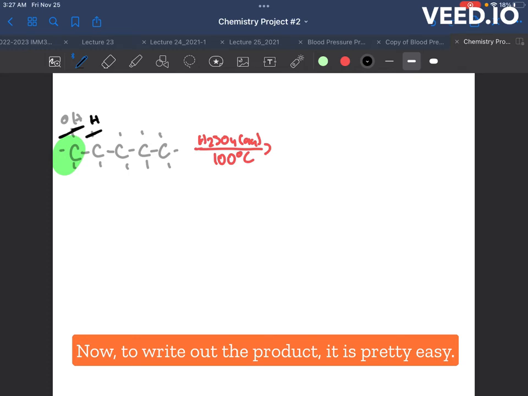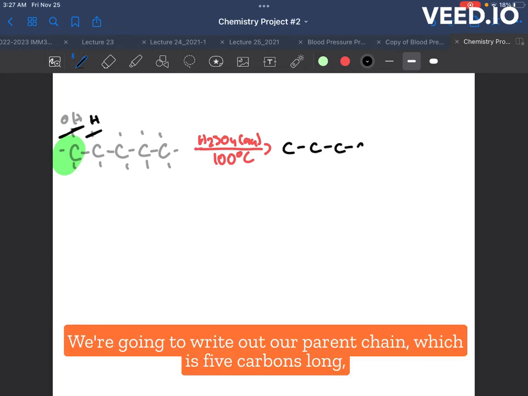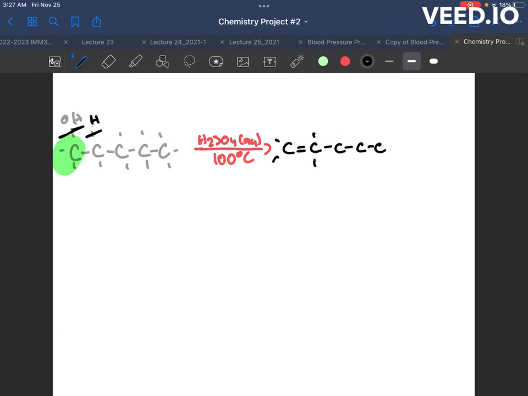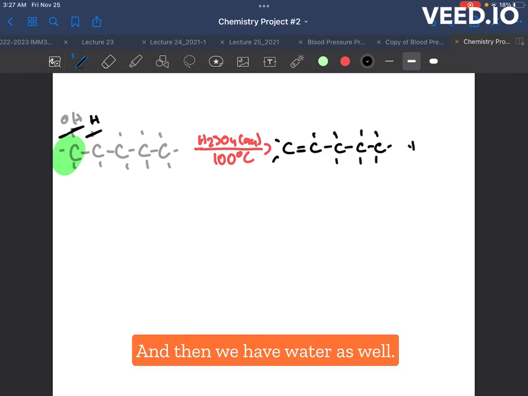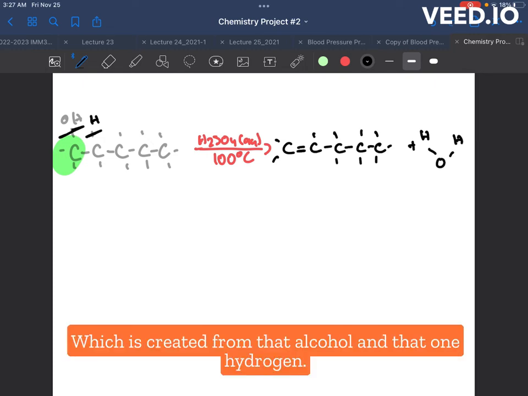Now, to write out the product, it's pretty easy. We're going to write out our parent chain, which is 5 carbons long, and then we're going to put in our double bond, and then let's put in our insignificant hydrogens. And then we have water as well, which is created from that alcohol and that one hydrogen. Perfect.